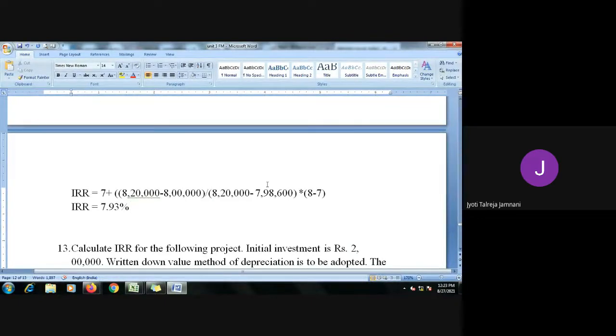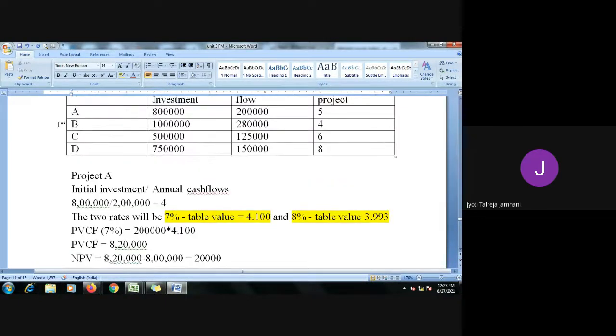Similarly, let's do it for project B. So project B, look at what all is given here.